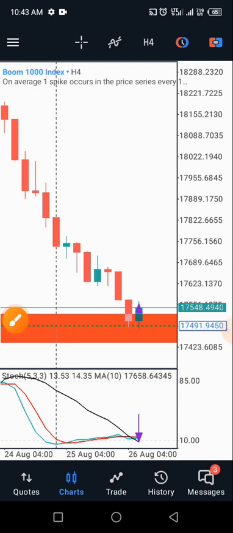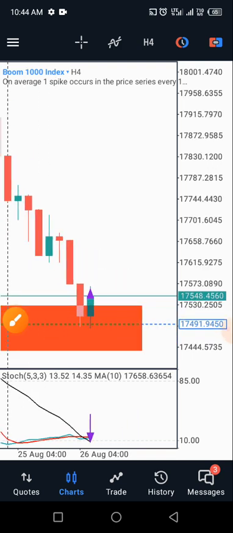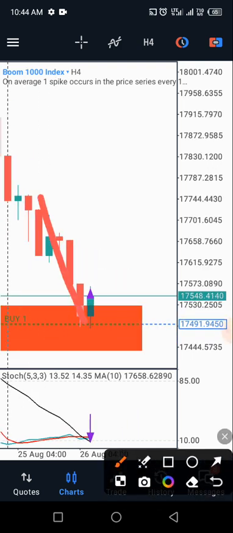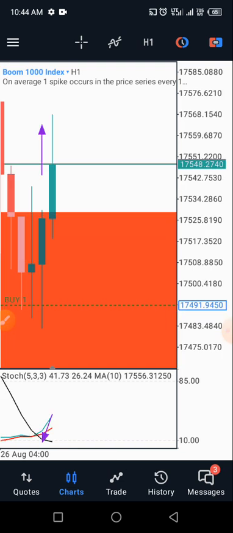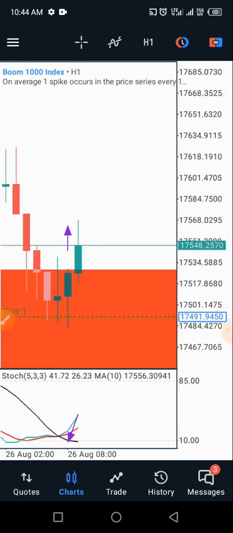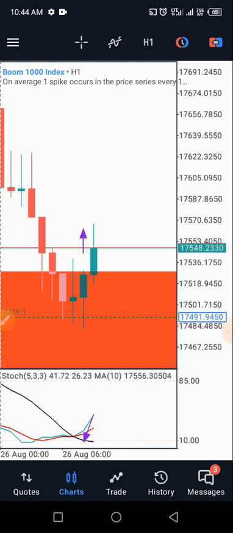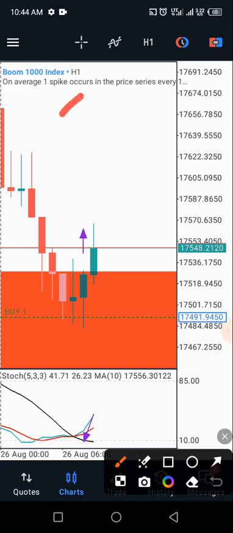After we've successfully waited for price to come back to that range, then we can now go to our lower time frame to be able to catch the spike. But before we do that, let's first go to the 1 hour time frame. On the 1 hour time frame, what we want to look out for is a candlestick pattern. Remember I keep talking about the candlestick pattern.